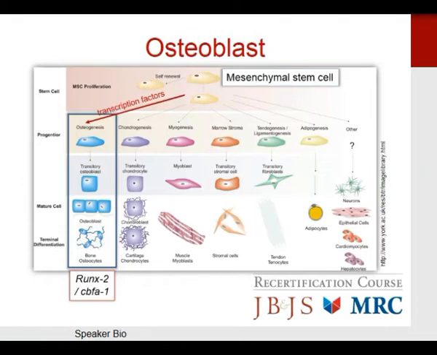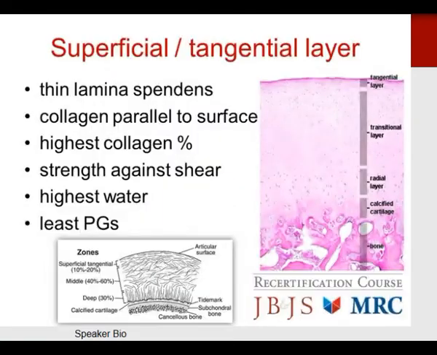So articular cartilage layers are important for the orthopedic surgeon to remember. Again, we have a superficial layer, a middle layer, a deep layer, and eventually the cartilage will attach to the subchondral bone here. The superficial layer or tangential layer is the most superficial layer in the joint. This has a thin lamina splendens. The collagen here is parallel to the surface because there's a lot of shear here. Here you have the highest collagen percentage by volume. Strength here is against shear. Also very high water content and the fewest proteoglycans.